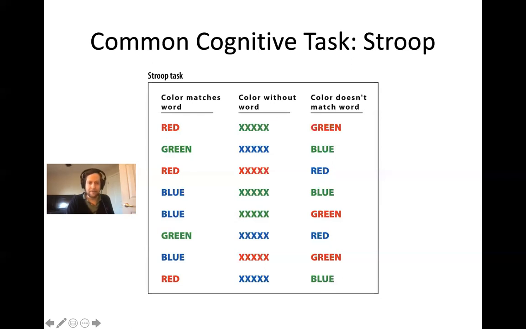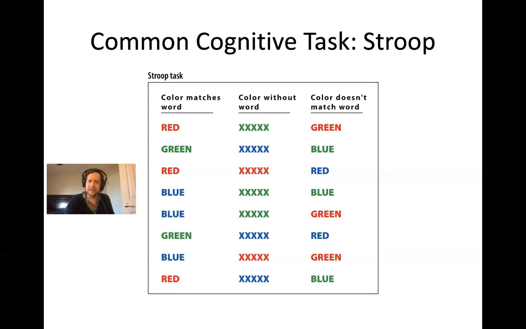Not probably quite as fast as I was here. But you know, it's kind of hard. The tendency is you want to look at the color of the ink, but the tendency is to read the word. It's hard to not read the word. So this is a task which is thought to represent attentional skills, or more specifically executive function or inhibition.